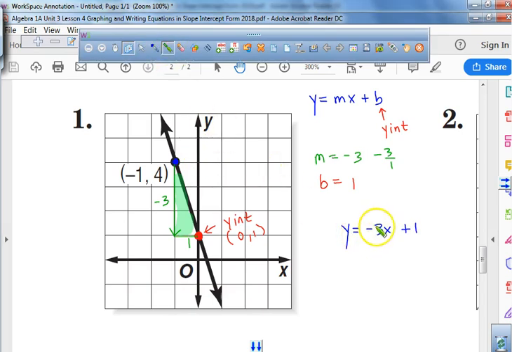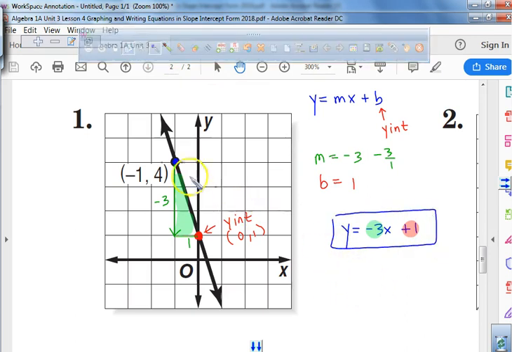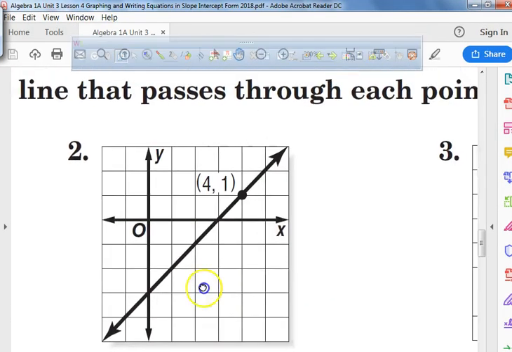And what is this right here? That represents our slope. And what is this right here? That's our y-intercept. This is the answer to number 1. So when you have a test or a quiz and it's giving you a line, we have to interpret 2 things, slope and the y-intercept. All right, let's move over here.